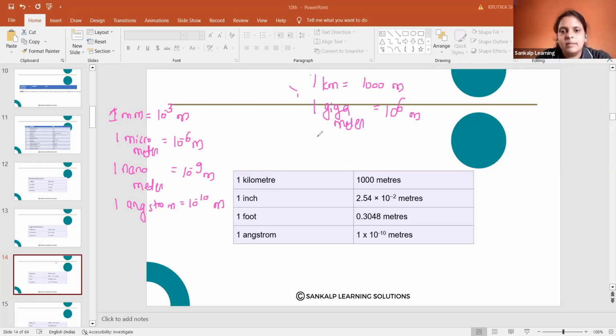So these are the minus and plus conversions which you should remember for class 10. Especially kilometer, kg, and nanometer, angstrom, and gigameter just for the extra information.